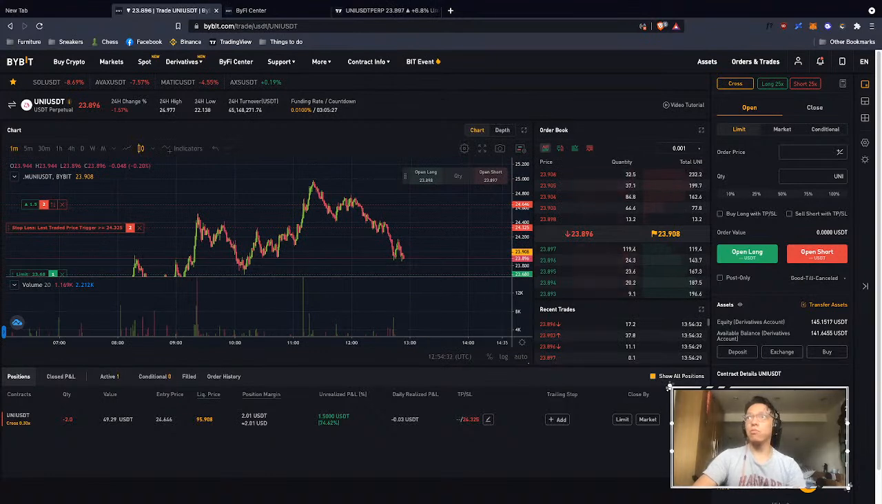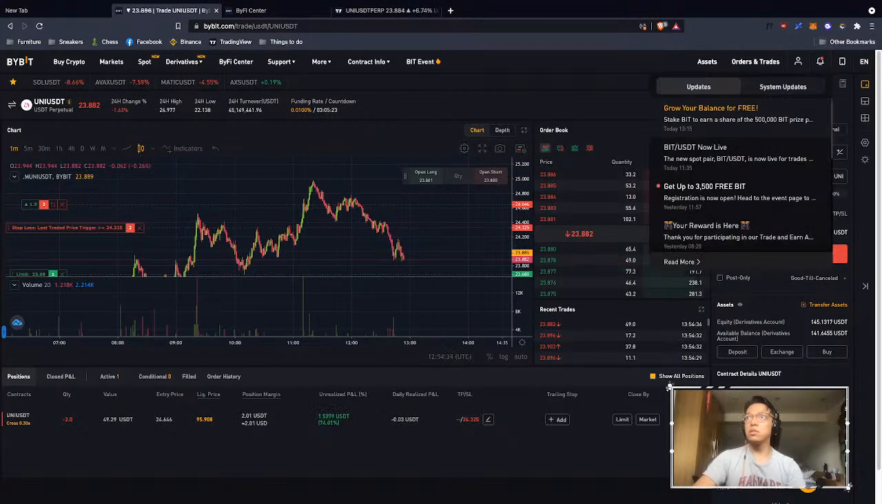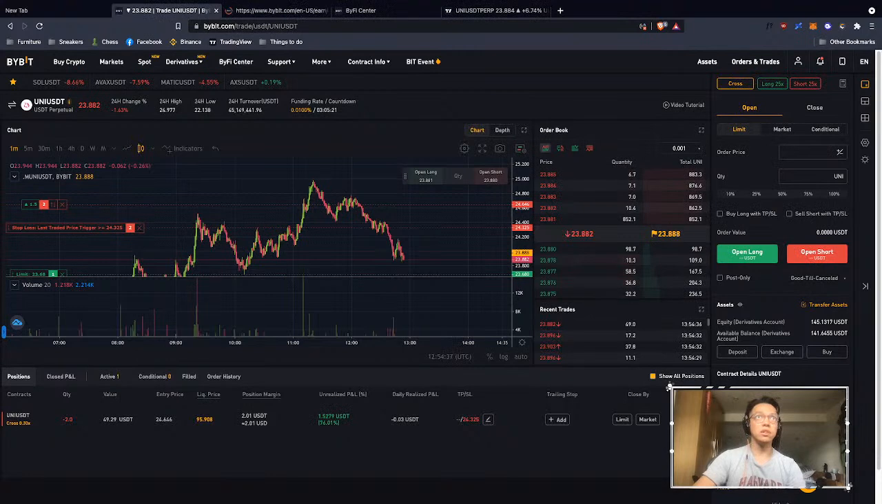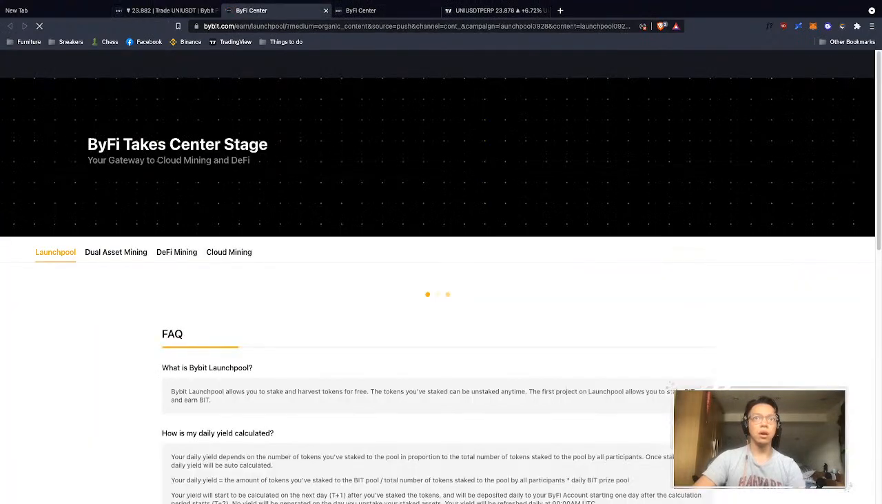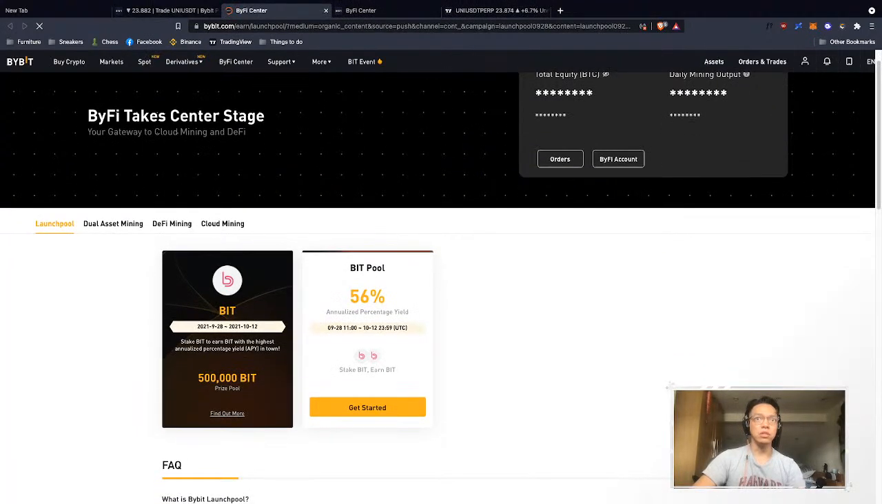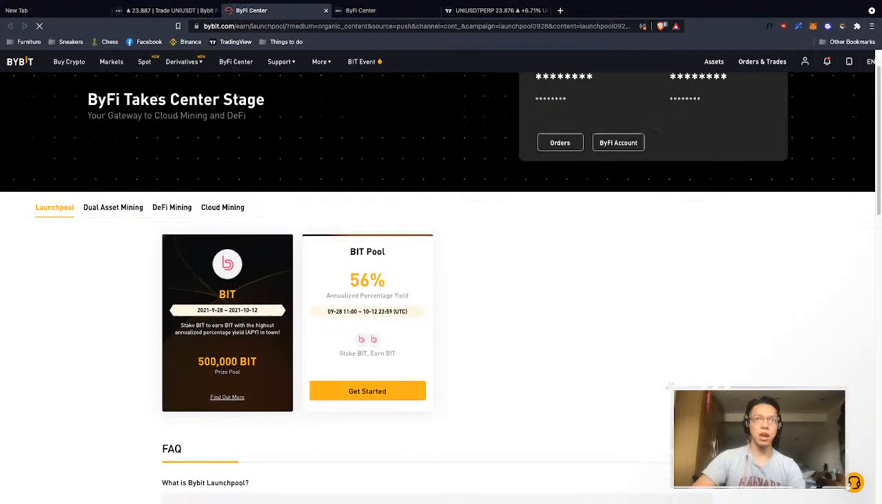But I really want to take advantage of this. If you guys got some bonuses, if you got some of this bit, you can stake it for 56% for a time period of, I mean, that's 2 weeks. That's not bad. That's still more than you're gonna get from a bank.